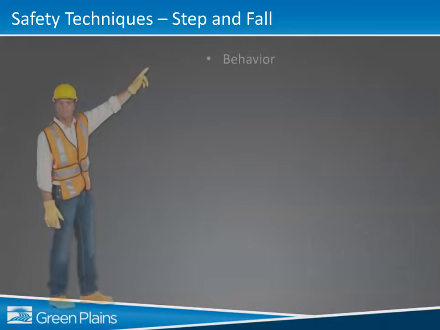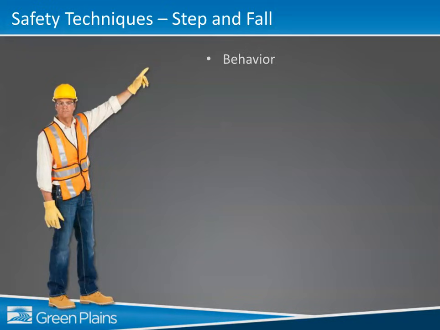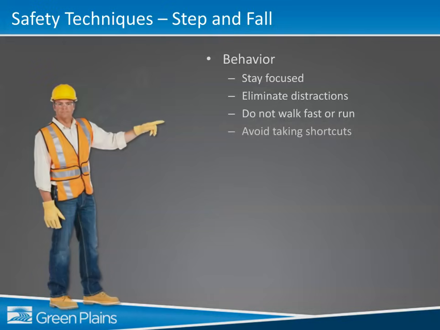There are specific behaviors which can lead to step and fall injuries. Behavior is the toughest condition to control. It is human nature to let our guard down for short periods of time and be distracted by random thoughts or doing multiple activities. Being in a hurry will result in walking too fast or running, which increases the chances of a slip, trip, or fall.